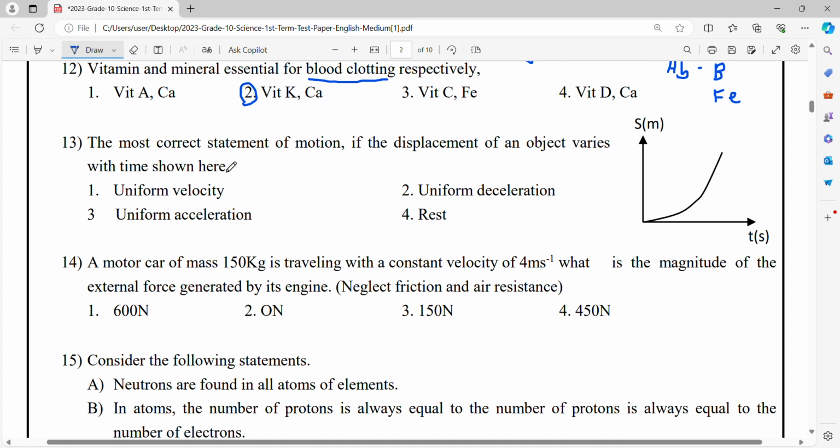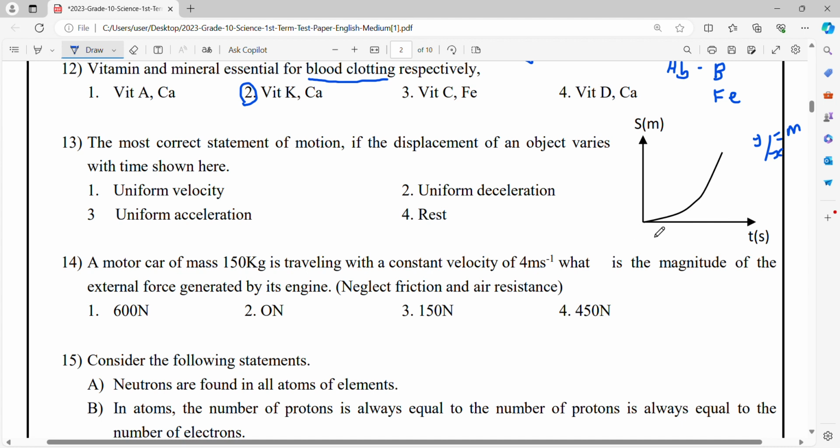The most correct statement of motion if the displacement of an object varies with time as shown here. So this is the displacement-time graph. The gradient of the displacement-time graph will give velocity. Gradient means slope, so y over x gives the gradient.